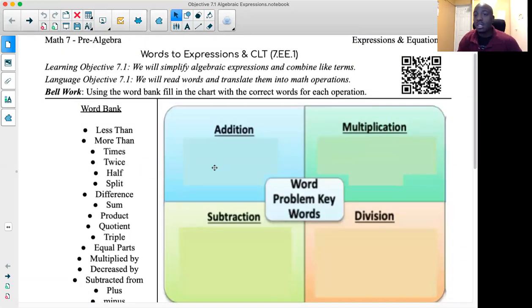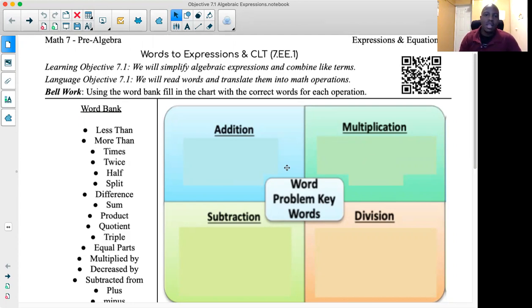Now, I don't believe that this should be a difficult exercise. And just to go over some of the words, I'm not going to go over all of them. Less than, we should know that that's subtraction. More than, we should know that's addition. Times, we should know that's multiplication. And half, we should know that's division. Twice is also multiplication as well. And you just go through each one of them and make sure you identify which one belongs where.